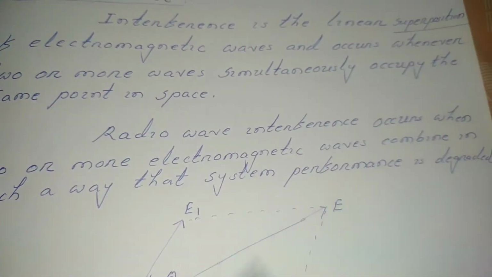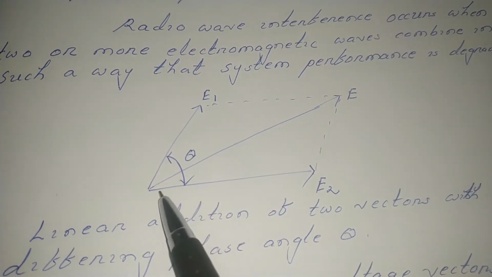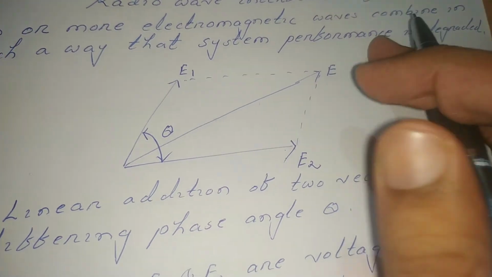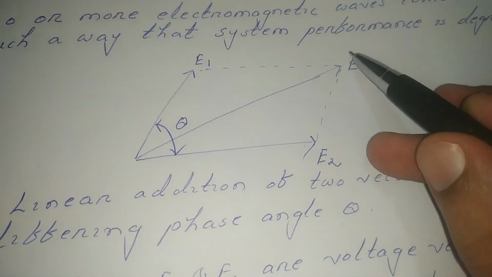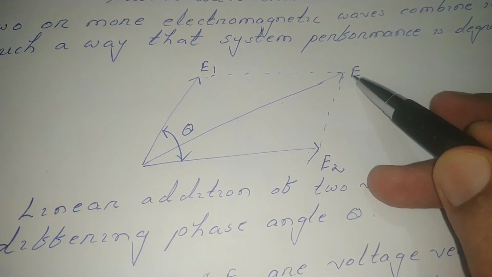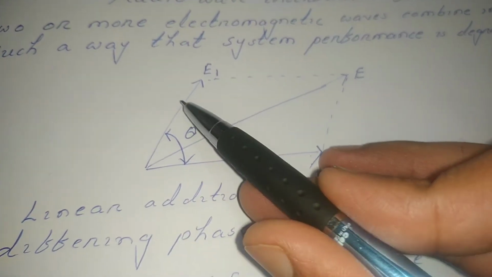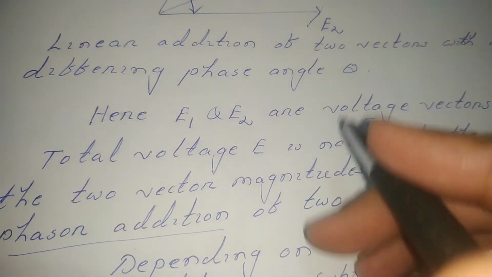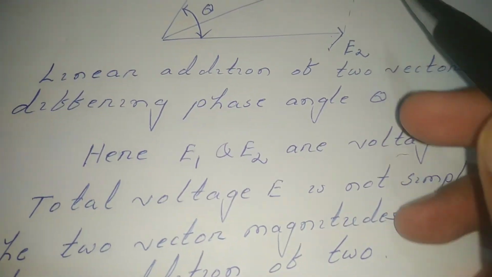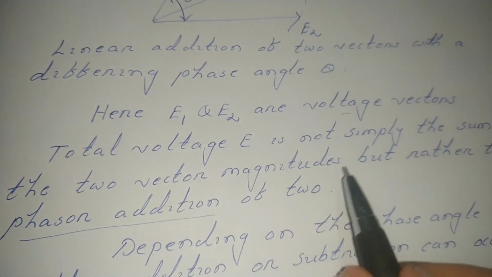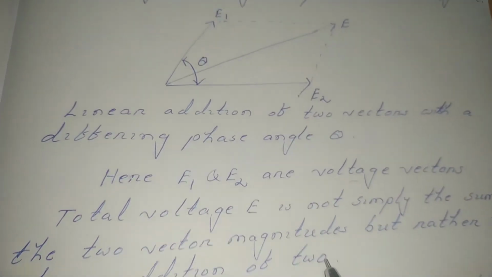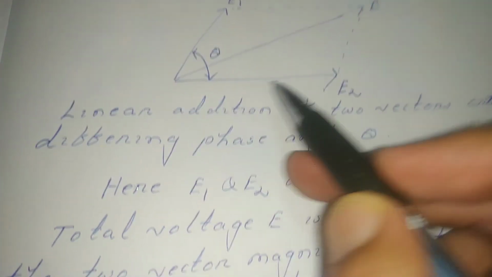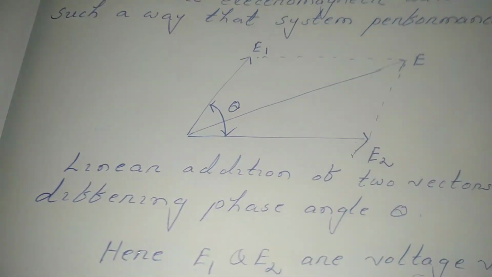Okay, so see here, two electric vectors are there, E1 and E2, and they make a phase angle theta. Then the total vector E can be calculated by taking the phasor addition of E1 and E2. Here E1 and E2 are the voltage vectors, and E represents the total voltage, which is calculated by the phasor addition of these two component or constituent vectors. Depending upon the angle theta, phasor addition or subtraction may occur.